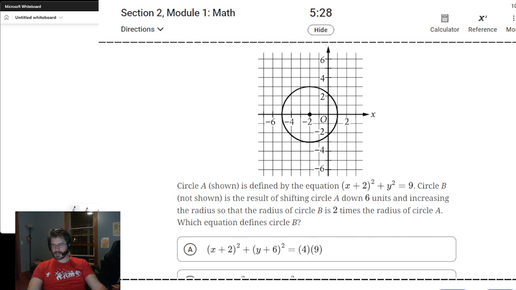Let's see what's going on in our graph. I'm not going to just start with the graph because sometimes they ask us to shift this stuff. So let's see if there's any of that shenanigans going on. They show us circle A, circle B, yep, they are going to shift this. As a result, shifting it down 6.